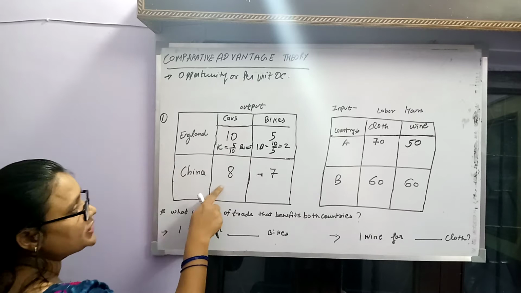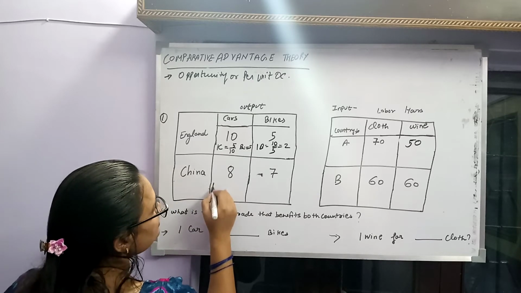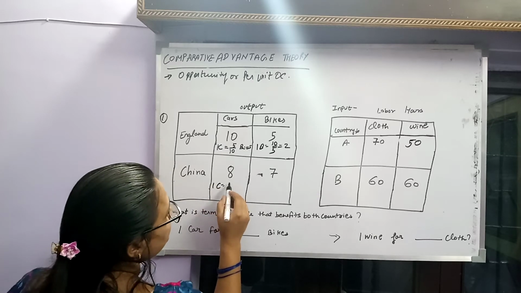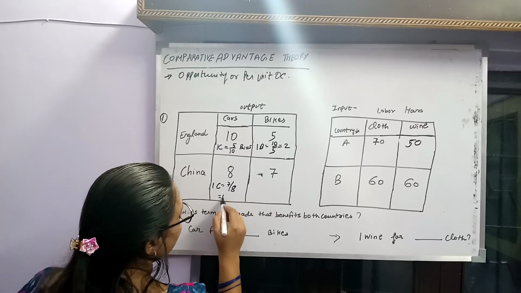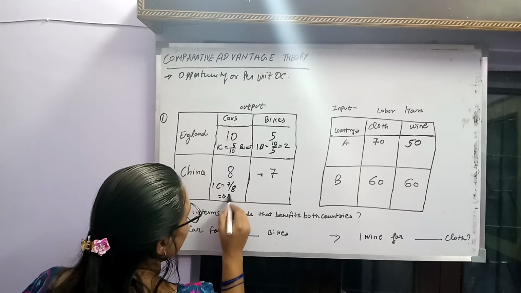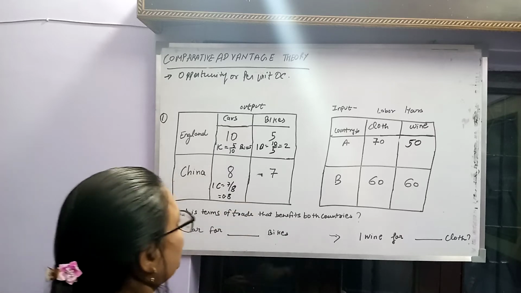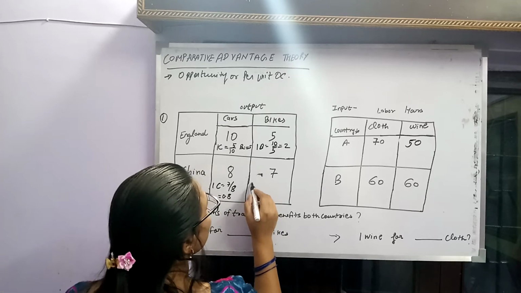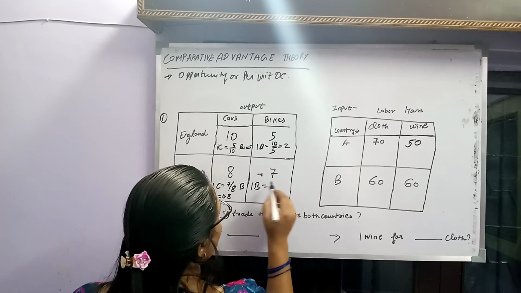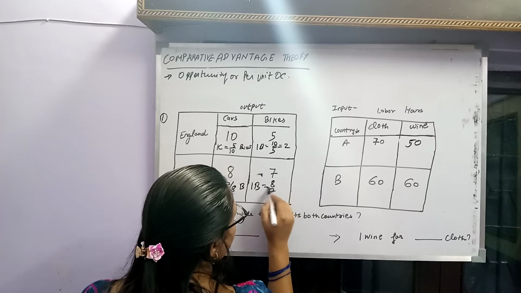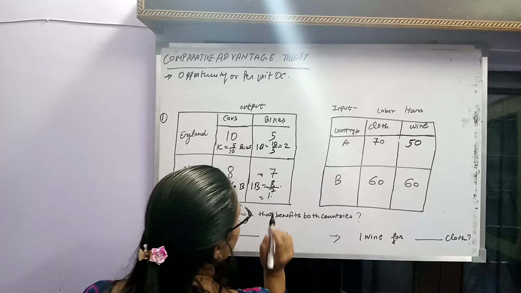Similarly in the case of China we will do it like this. For one car it will be 7 by 8, which is approximately 0.8. Similarly, for one bike it is 8 by 7, which is 1 point something.